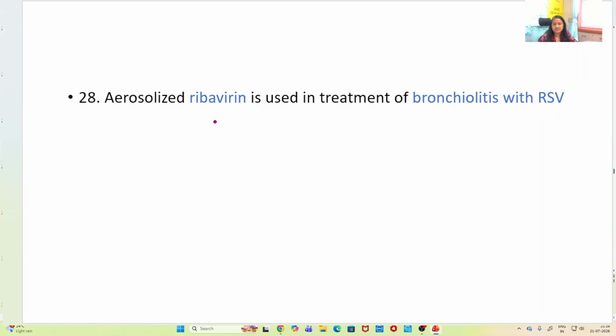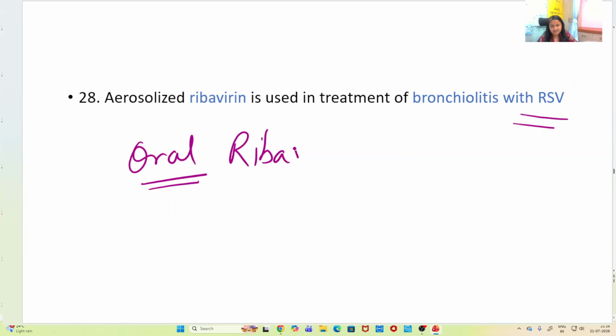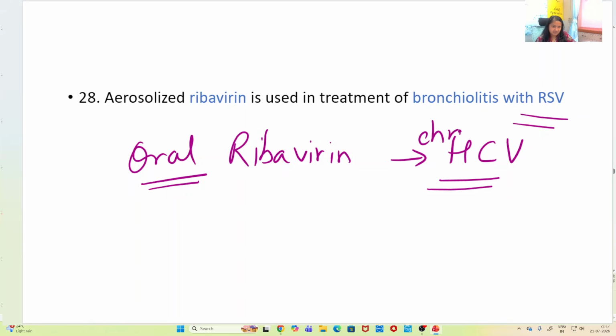Okay, aerosolized ribavirin is used in the treatment of bronchiolitis with RSV. Okay, and the oral form of ribavirin, that is utilized in the treatment of hepatitis C virus infection. Okay, the oral form of ribavirin is used for hepatitis C virus infection, chronic hepatitis C virus infection.